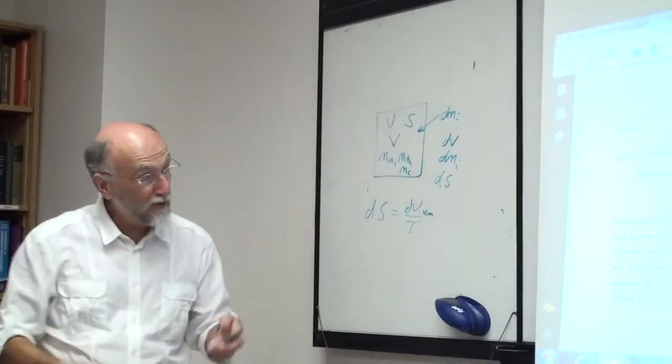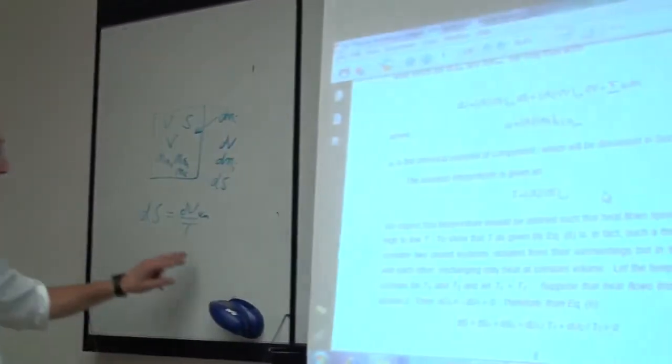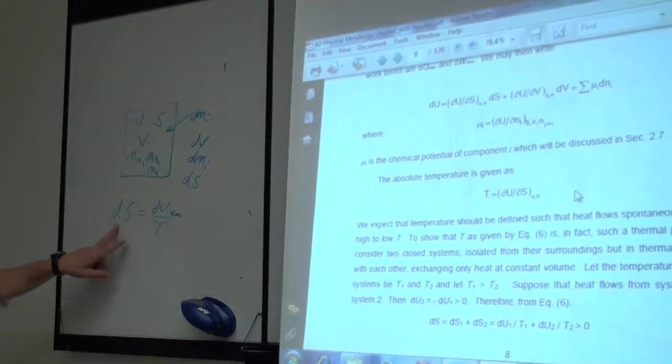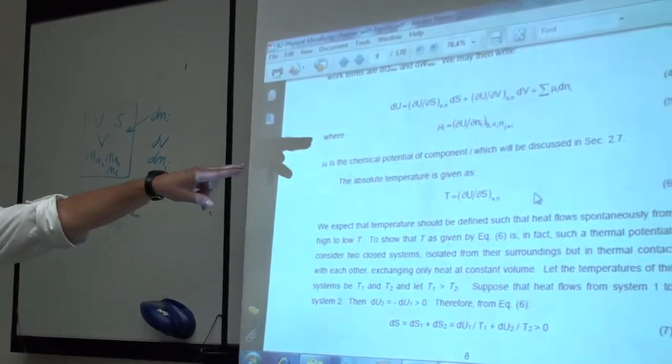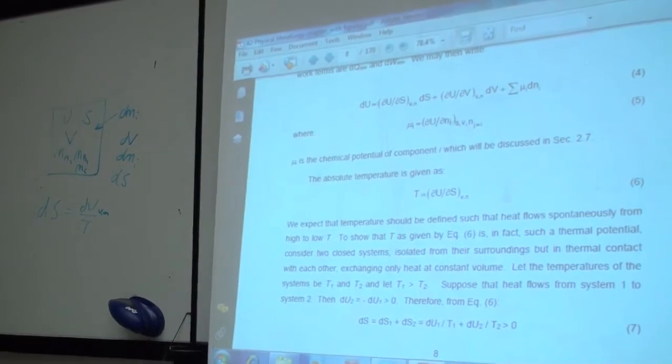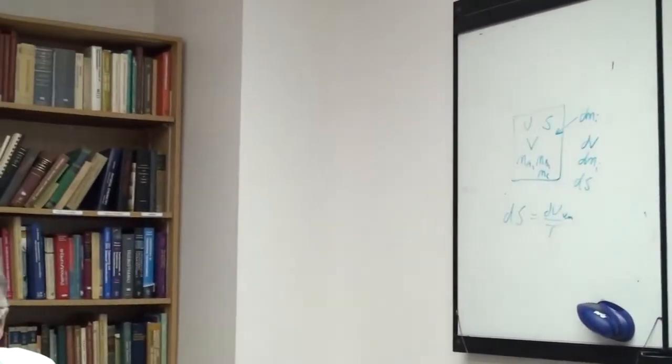The way we do it the other way around is, in the classical approach, you start with temperature as being somehow intuitive and you define entropy. Here you think of entropy as somehow intuitive and you define temperature. Let's look into this a bit more. So we expect the temperature, however we define it, okay, we make this definition, but is this really temperature? Temperature should be defined so that heat flows spontaneously from high to low temperature. We want temperature to be a thermal potential. To show that the temperature defined this way is in fact a thermal potential, we consider two closed systems.